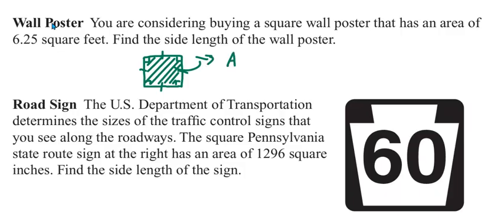So the area of the square is what? Area of a square is side length squared. That's the formula. And we can plug it in. See what we have. This is what we get. That's the area. It asks us to find a side length.